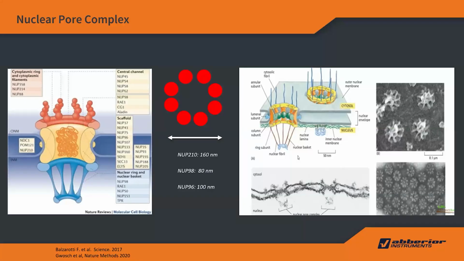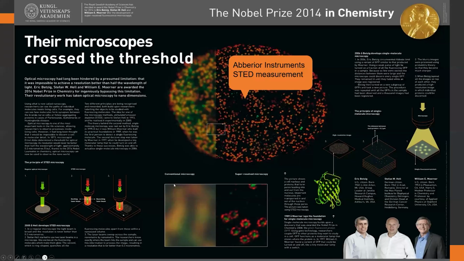All this research was done by electron microscopy. Why? Because the diameter of the nuclear pore complex is less than 200 nanometers. In other words, conventional optical microscopy cannot resolve the structure. If you would like to image a nuclear pore complex by, for example, a confocal microscope, you cannot see it clearly, as you see here on this slide.